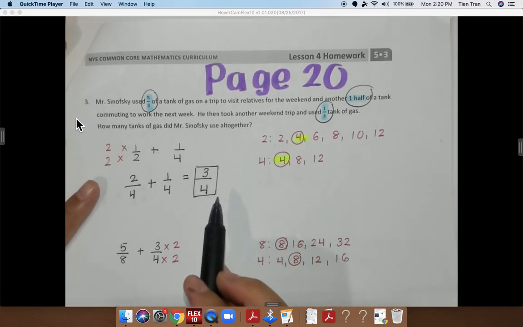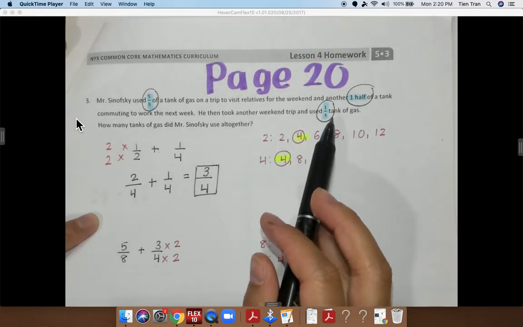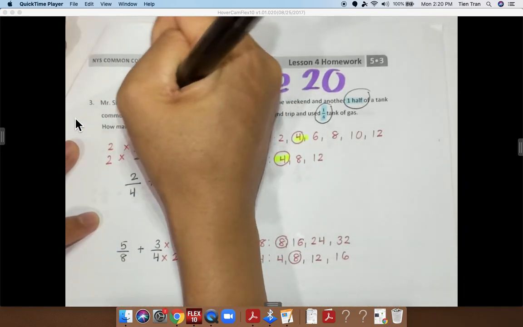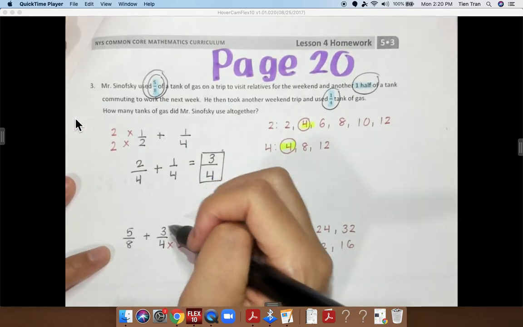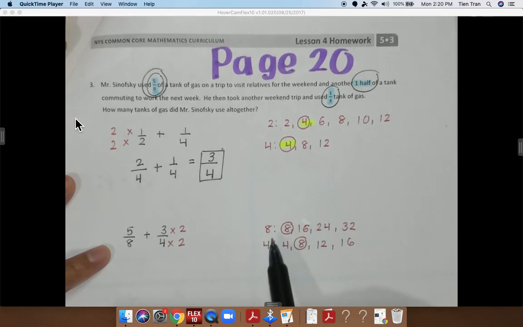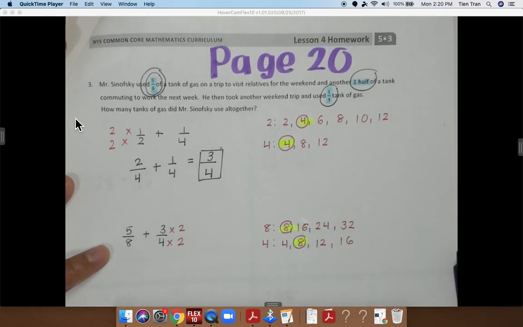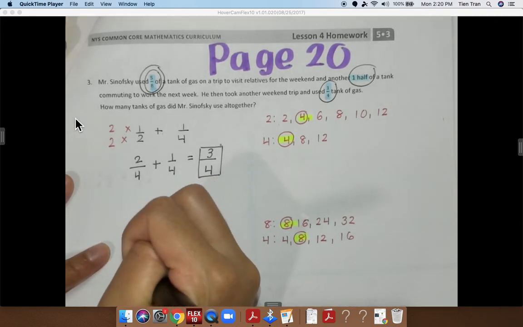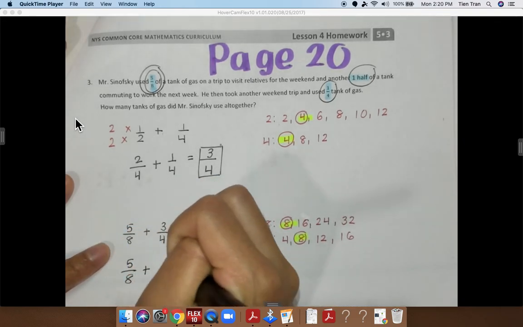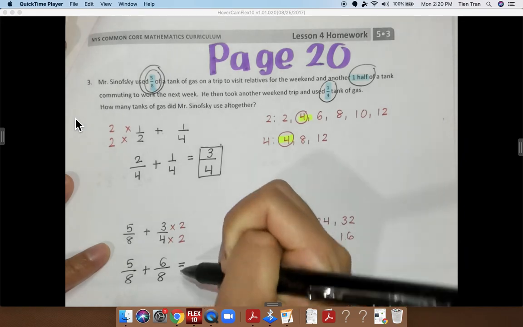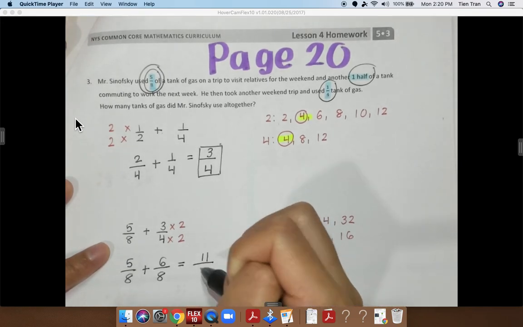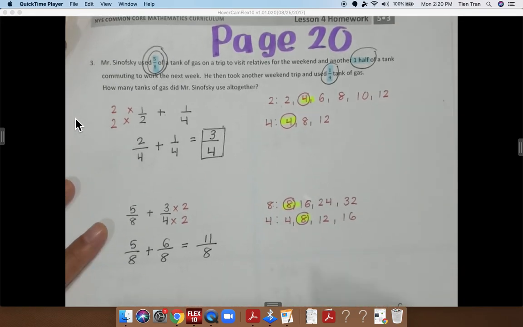Now, for this one, I'm going to add 3/4 plus 5/8. Where am I getting 5/8? Right here in the word problem. I am looking for my multiples of 8 and 4. 8, 16, 24, 32, 4, 8, 12, 16. So it looks like 8 is going to be my common multiple. I multiply times 2. 5/8 plus 6/8. I know that 5 plus 6 is equal to 11, and 8. I bring it right over, 11/8.